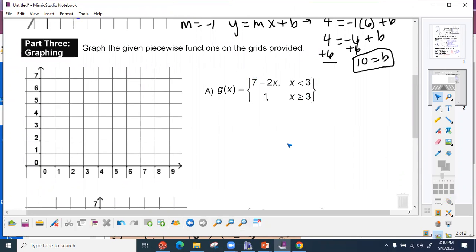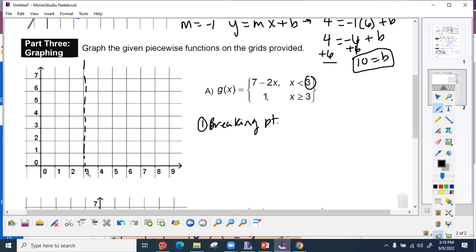Transferring. g of x equals 7 minus 2x, x is less than 3, and 1 is for when x is greater than or equal to 3. So we're gonna graph this, okay? In order to graph this, the first thing we're gonna do is find your breaking point. So where does our graph break? I call it the breaking point. It breaks at 3. So 3 is our imaginary breaking point.